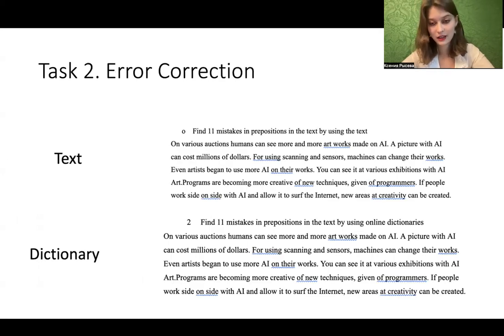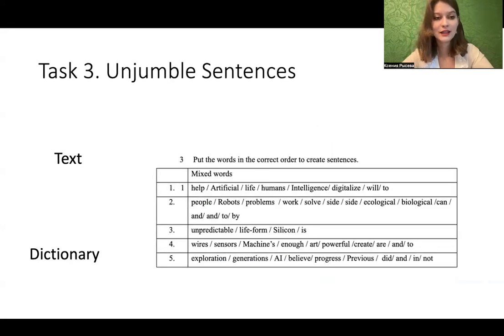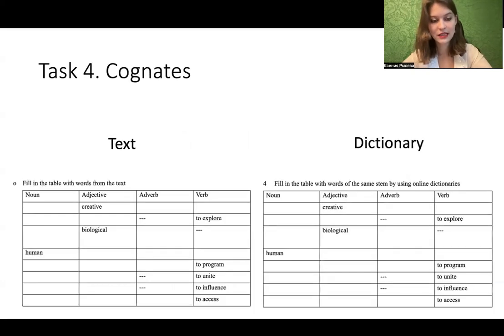Second task, error correction. Students who worked with the text needed to find the appropriate collocations, the appropriate prepositions in the text, while students working with dictionaries needed to use the online Oxford Collocation Dictionary. Next task, unjumbling the sentences. Once again, their knowledge of syntax and collocations was checked, depending on the text and the dictionary itself.